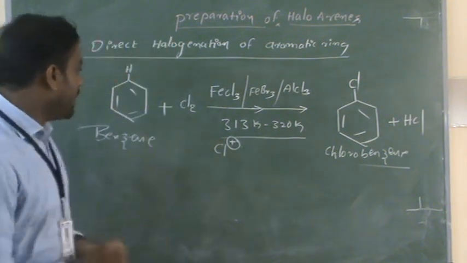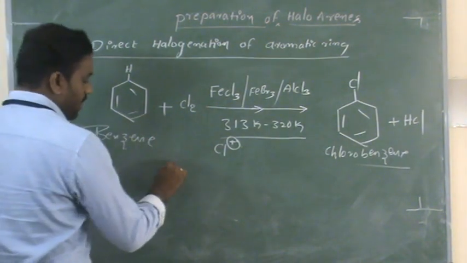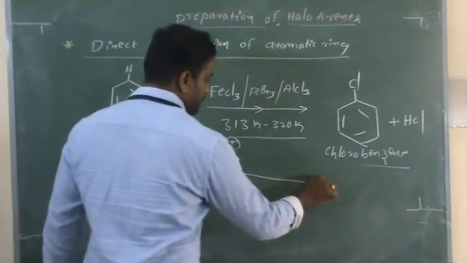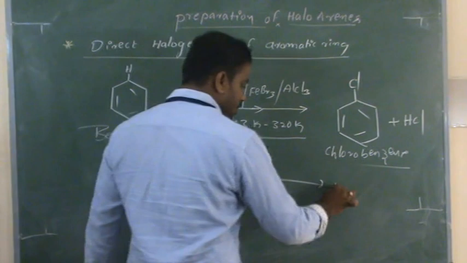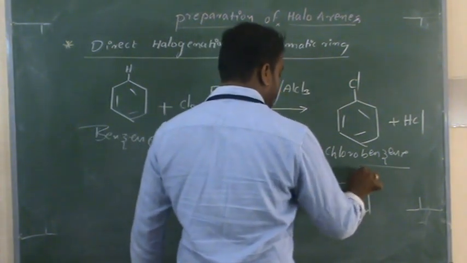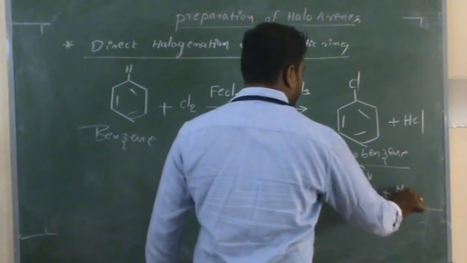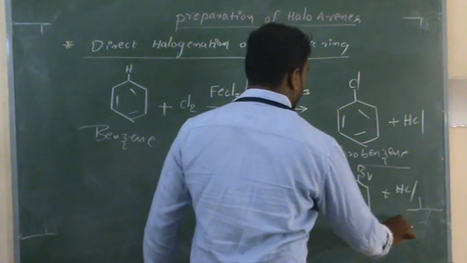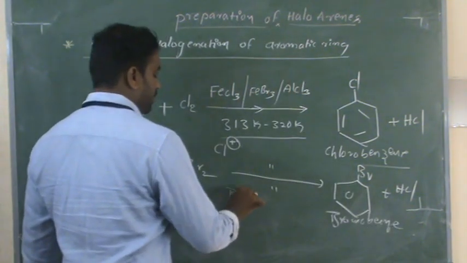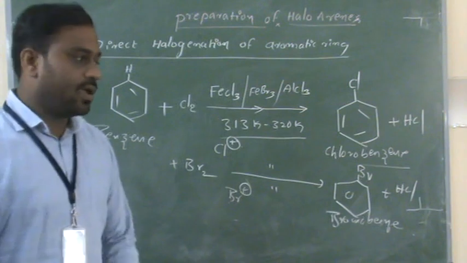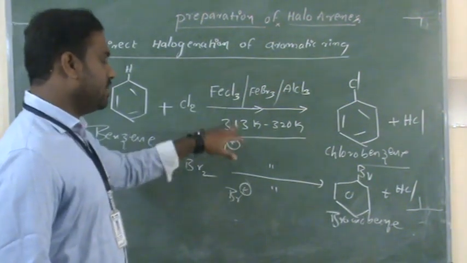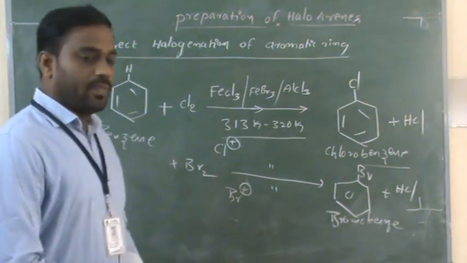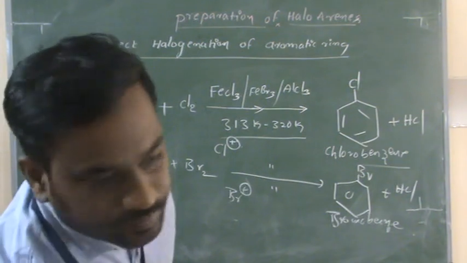Okay, so this is the direct halogenation. Instead of this, you can also take Br2, which is bromine, under the same conditions. Then you will get bromobenzene. The product is bromobenzene plus HBr. The electrophile generated here is Br plus, whereas in the earlier case the electrophile generated is Cl plus. Okay, so this is one method.